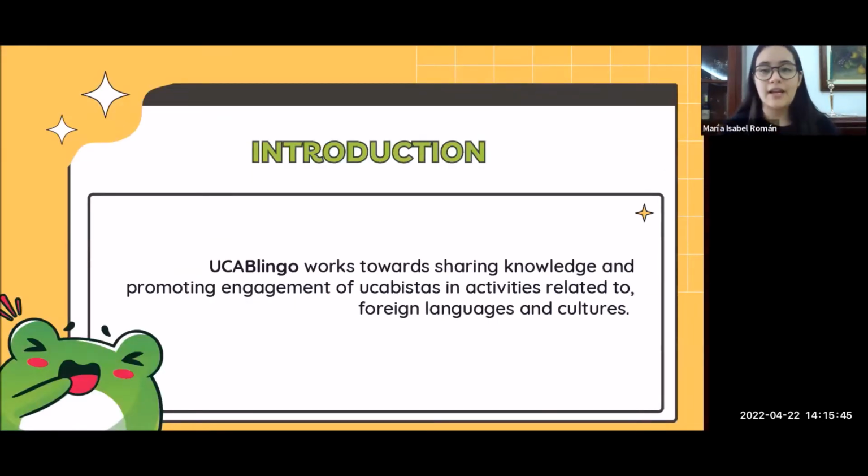So UCABLingo is a new student organization that works towards sharing knowledge and promoting the engagement of UCABistas in activities related to foreign languages and cultures. This new student organization just started a few months ago. Next slide, please.